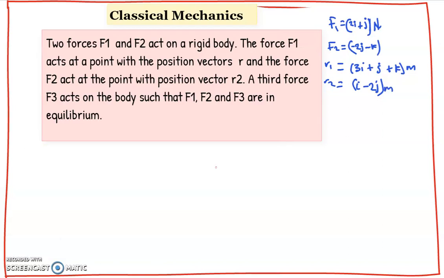So the first question, A, is asking us to find the magnitude of F3. And the second question is asking us to find the vector equation of the line of action of F3.